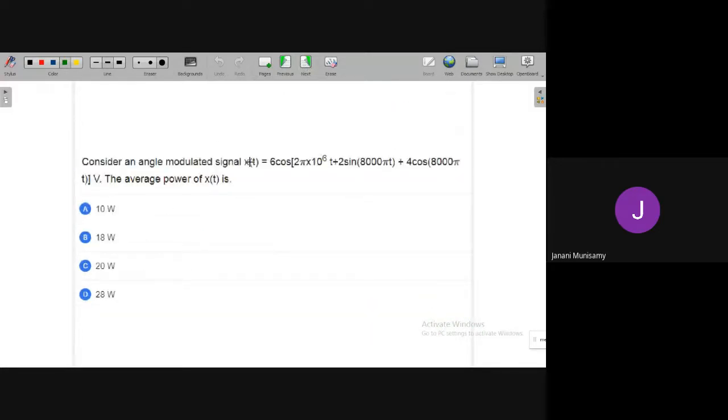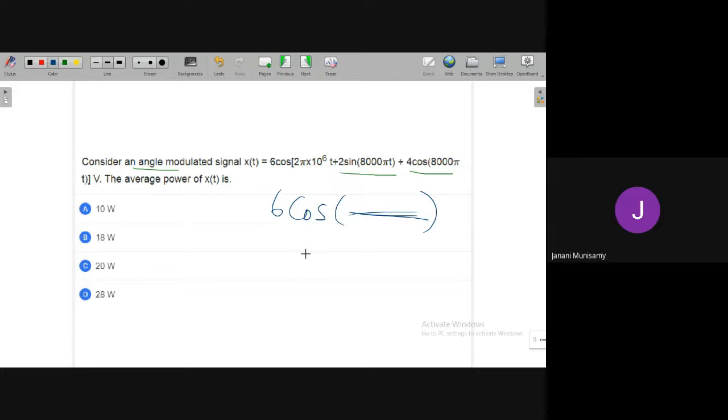Next, they have given another question. Say consider an angle modulated signal. Angle modulation means it can be an FM signal or PM signal. X of t is equal to cos of 2 pi into 10 power 6t, and then they have given something. But if you carefully observe, this is starting with 6 into cos of something inside. So I am not worried about what is inside. Whenever you have a sinusoidal or cosinusoidal signal of a single component, inside I may have many signals, no problem. But only one cos.